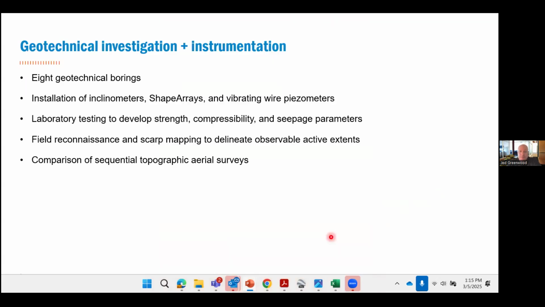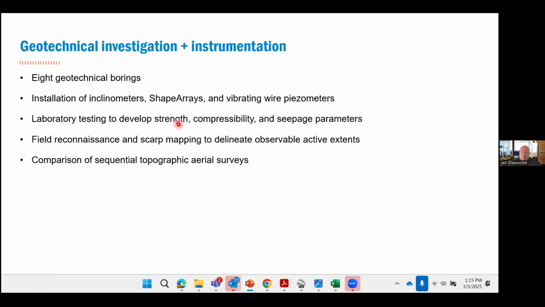Okay, so geotechnical investigation and instrumentation. There were 8 geotechnical borings. There were traditional inclinometers installed. There were shape arrays installed, and I'll talk about those in more detail later. And of course, vibrating wire piezometers to gather information on the pore water pressures. There was laboratory testing to develop primarily strength parameters, but also compressibility and seepage.